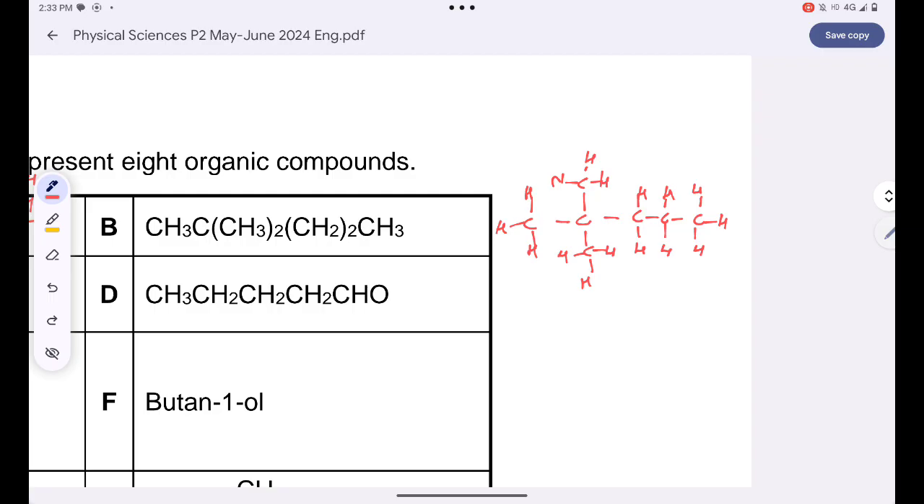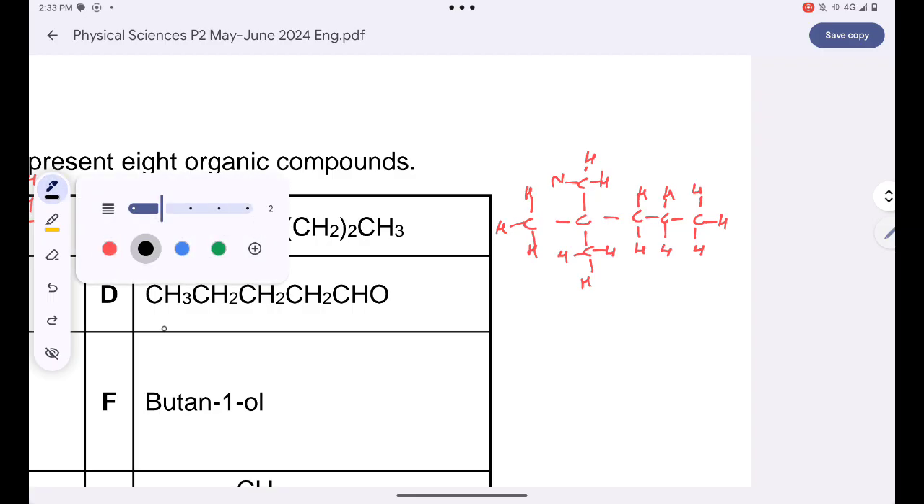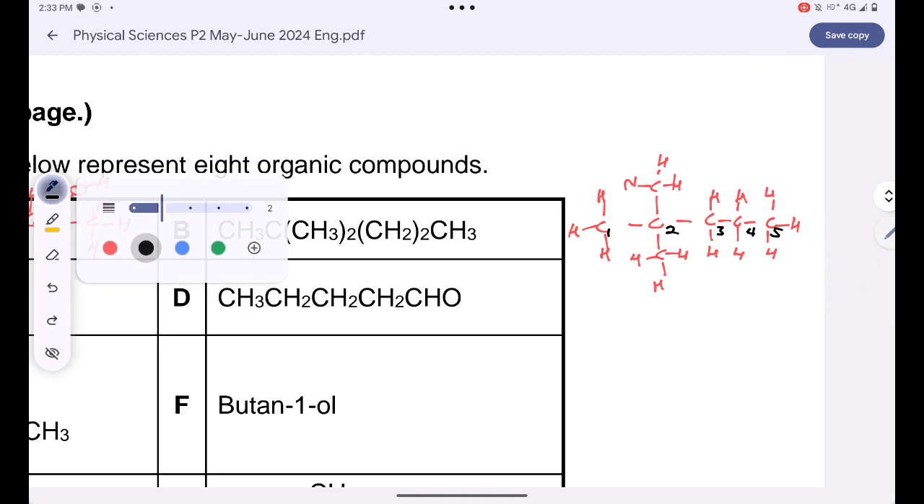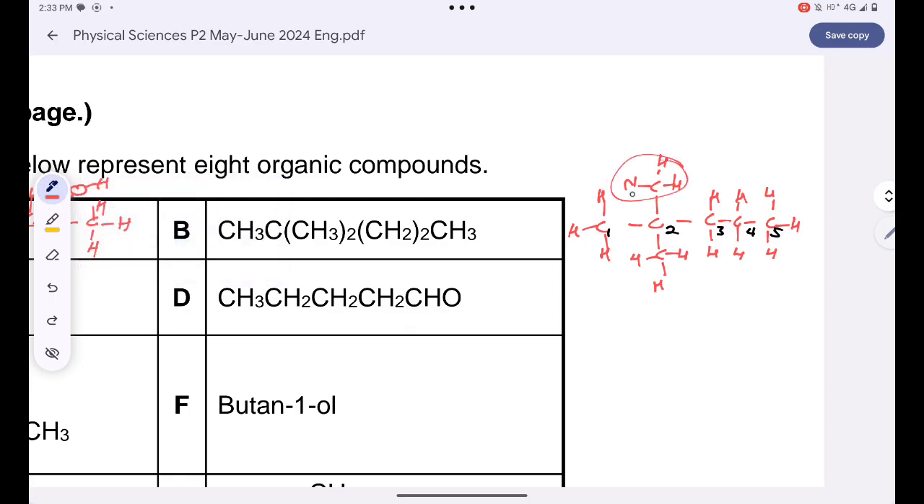Now, we need to start numbering from the terminal carbon which is closer to the side chain. So this will be carbon number 1, 2, 3, 4, and 5. So I know that at carbon number 2, I have my alkyl groups. So I'll simply say this is 2,2-dimethyl. The parent chain is 5 carbons, so the prefix will be pent, and then the suffix will be ane.